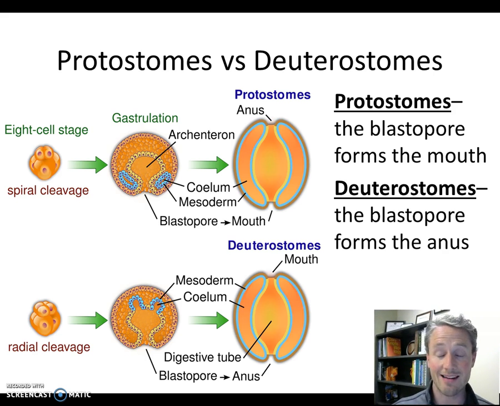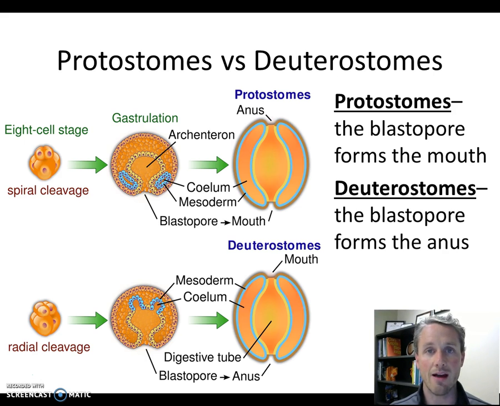Now those can be a couple difficult vocabulary words to memorize. I had a student in one of my classes several semesters ago who found a way to help himself remember. He simply said, oh, I remember it like this. Deuterostomes form the anus. The anus involves doo-doo. He was just simply connecting a word that he could remember to this more difficult piece of terminology so that he could remember which structure it formed. So deuterostomes form the anus. Protostomes, the other one, that blastopore forms the mouth.